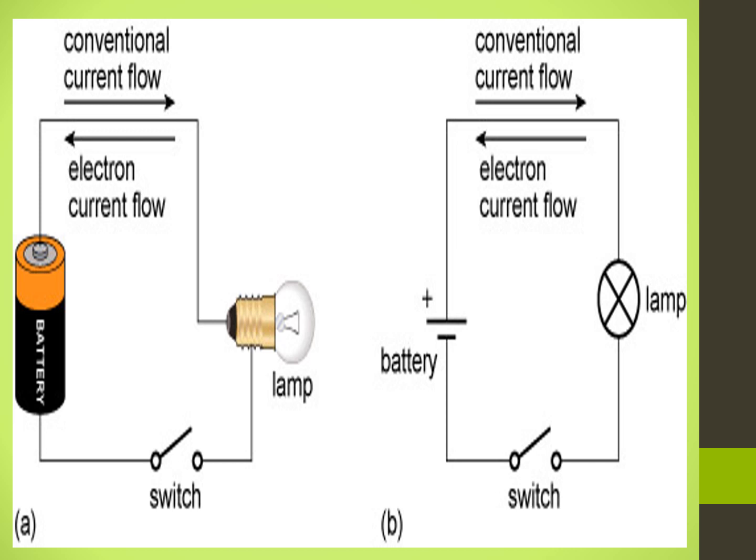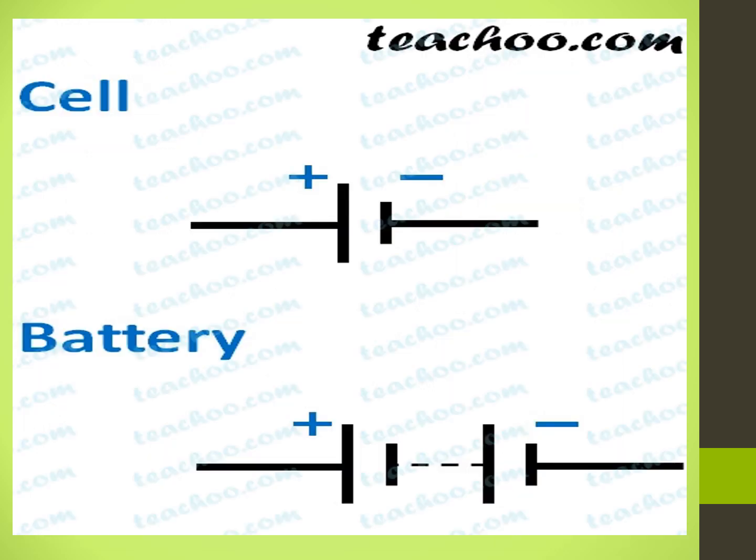Negative terminal, short line. One more picture we will see. Everybody see this. Battery, the long line, that is the positive. The short line, that is the negative. A cell has only one positive and one negative. Battery, you see here two given, in the book more given.